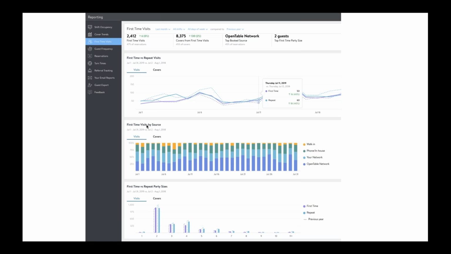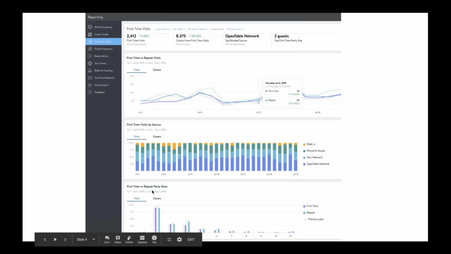All right, and then it breaks down your first-time diners by source: walk-ins, phones, your network, and OpenTable Network. And then also first-time diners versus repeat diners by party size. So this breaks down, okay, my top first-time diners are two tops, and this is the two top that we're looking at here.